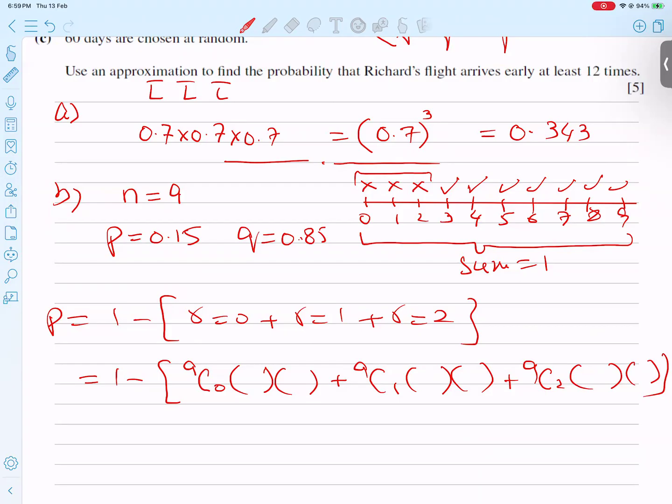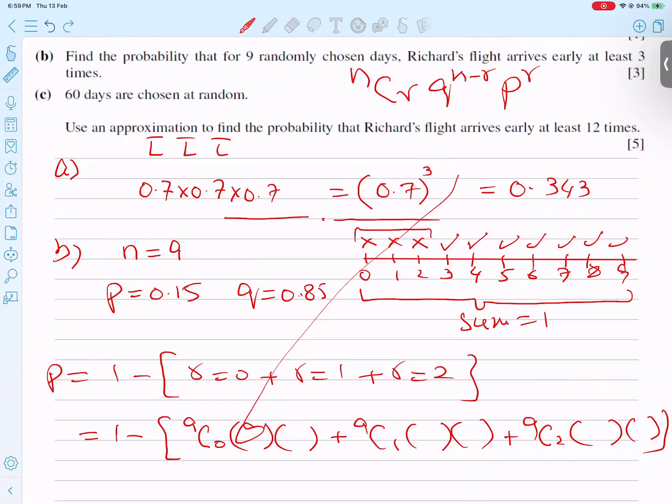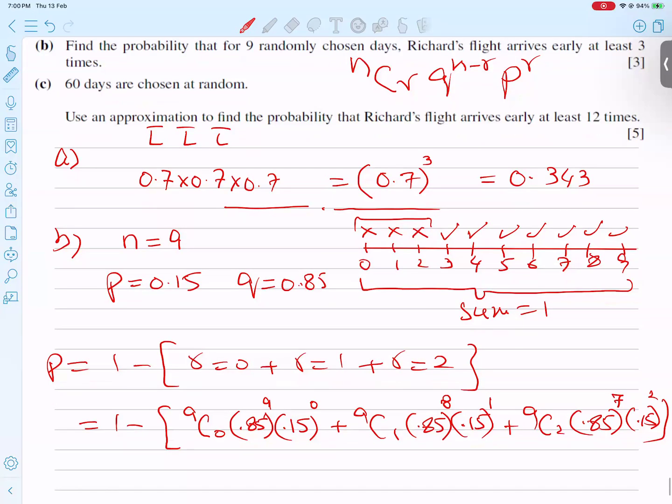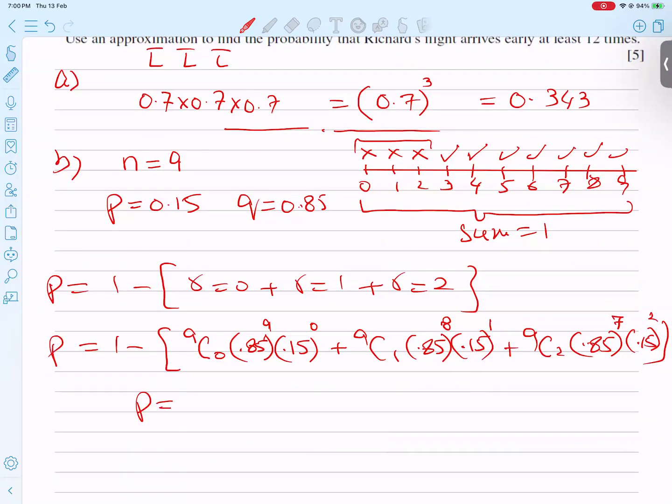Now if we use it here, what comes? The formula says we write Q in the first bracket, and Q is 0.85, then P, 0.15: 0.85, 0.15. The differences of these numbers come on the top: 9 minus 0 is 9 and 0; here 9 minus 1 is 8 and 1; here 9 minus 2 is 7 and 2. I believe the point is very clear. If we type the whole thing in the calculator, the answer turns out to be 0.141. I'm just saving my time. I hope the point is very clear how I got it.